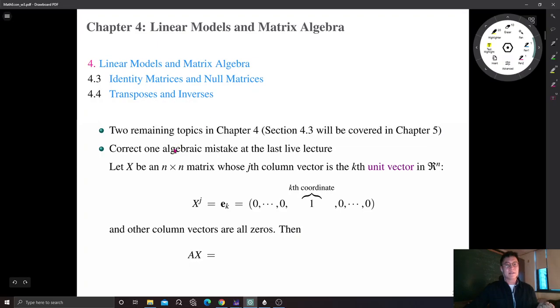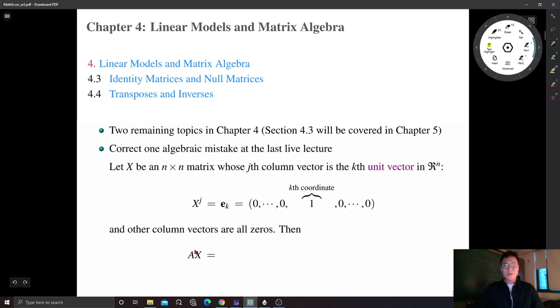So suppose X is an n by n matrix whose jth column vector is the kth unit vector defined in n-dimensional space. So X super J, the jth column vector of matrix X, is the kth unit vector, E sub k. All coordinates are equal to 0 except for the kth coordinate, which is 1. So, the kth unit vector. All right? And the other column vectors are all zeros.